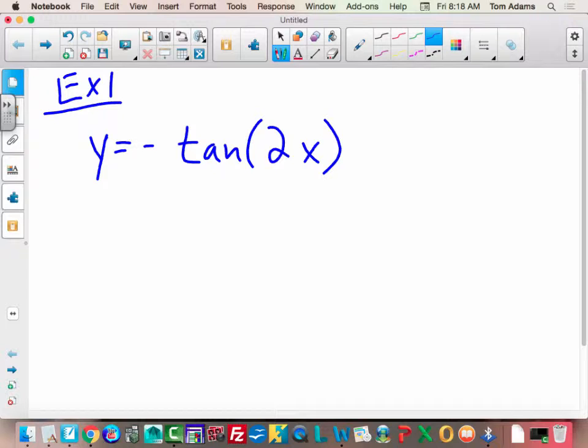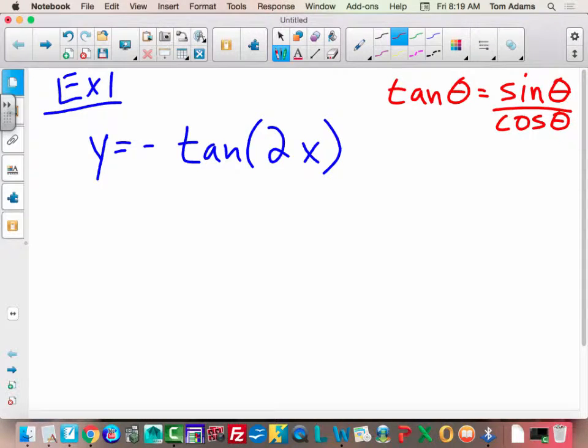So there's a couple things I want you guys to remember. Remember that tangent of theta is really sine of theta over cosine of theta. Okay? And so let's think about that.